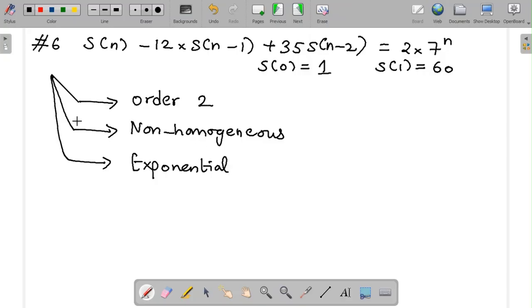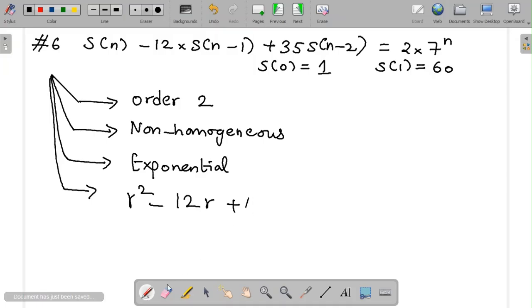So now that we have done all this, we can proceed to solve by finding the characteristic equation. We'll just replace s of n by r square, s of n minus 1 by r, and s of n minus 2 by the constant 1. So we have r square minus 12r plus 35 is equal to 0 as the characteristic equation of the given recurrence relation.